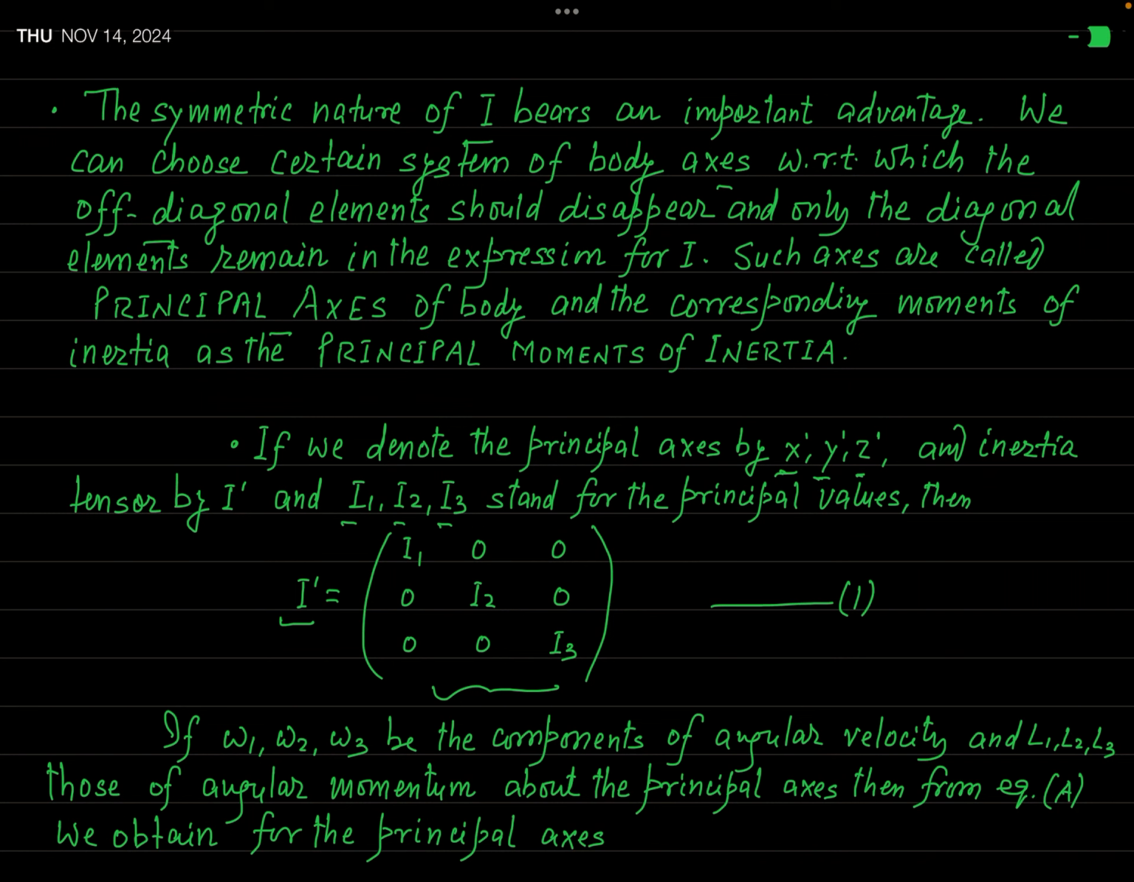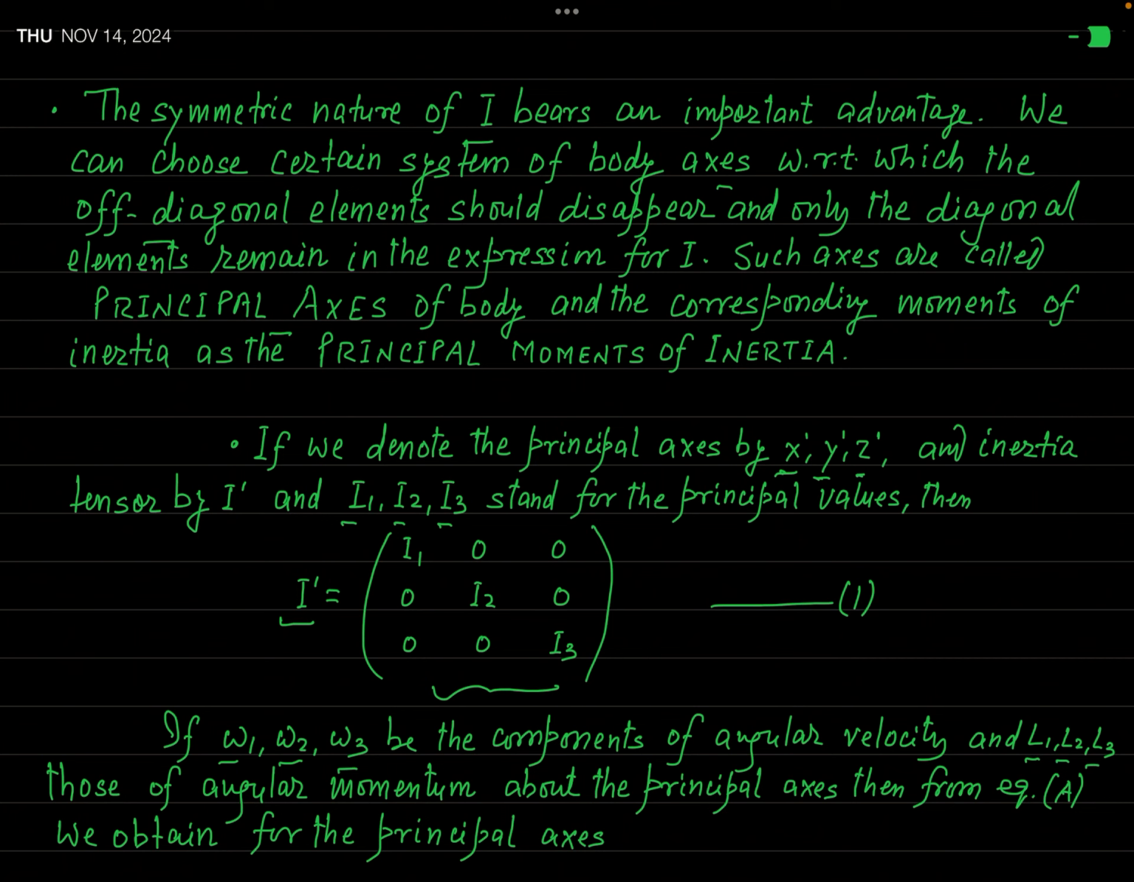Now see, as we have considered that I1, I2 and I3 are the principal values of the inertia tensor with respect to the principal axes. Relative to those axes, we also consider that omega 1, omega 2 and omega 3 are the components of angular velocity of the body relative to these principal axes, that is x dashed, y dashed and z dashed. And similarly, we also assume that the components of angular momentum vector L are L1, L2 and L3 with respect to the 3 principal axes.